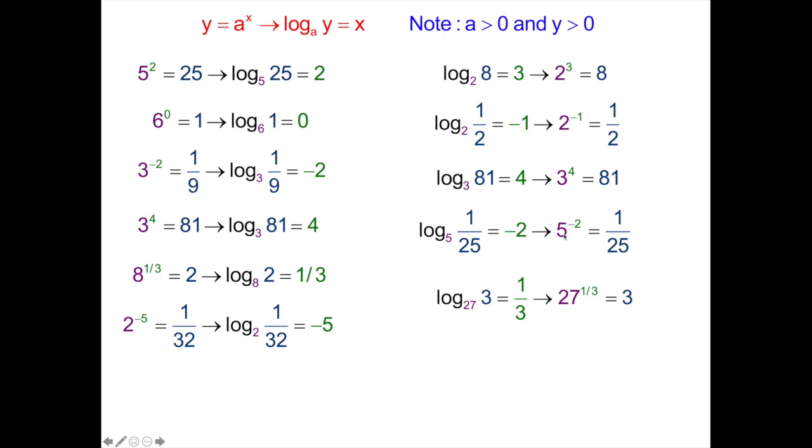Here, again, that negative is going to make that base go to the denominator, and that would make it 1 over 5 squared. And then since 5 squared is 25, we know that that is in fact true. And then 27 to the 1/3, you want to remember that this is going to be rewritten as the cube root of 27, and the cube root of 27 is 3.